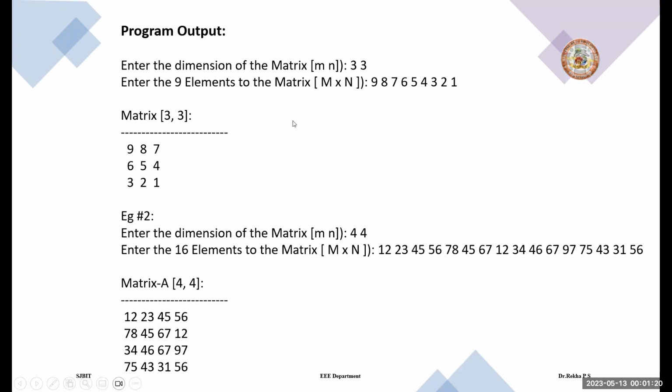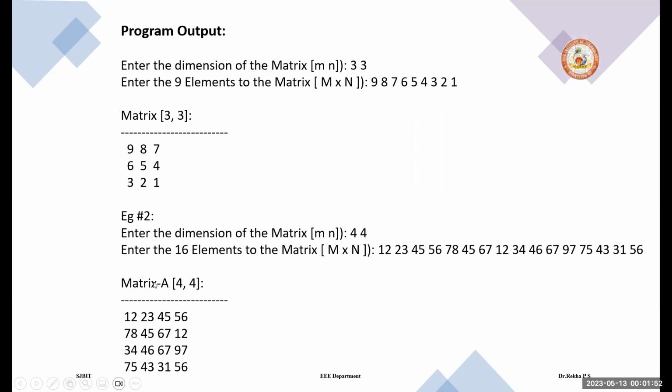So if I have entered the dimension, enter the dimension of the matrix, like this it will be displayed. If I have entered 3, 3, then enter the 9 elements of the matrix, like this I have displayed. So n cross n, the user will enter 9 elements. Once the user has entered 9 elements, it should display in the form of a 3 by 3 matrix. Like this it has to be displayed.